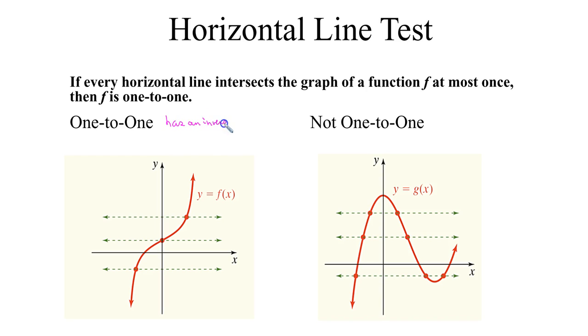For this graph though, this is a very lovely function. It goes up and down like this, and as I draw at least one horizontal line, notice this one touches twice, this one touches twice, this one actually touches 3 times. This is certainly not a one-to-one function, and it does not have an inverse. This is the kind of thing we're going to be looking at.